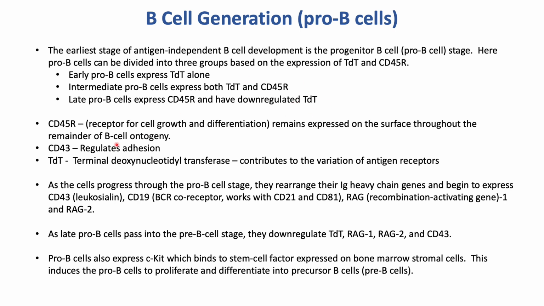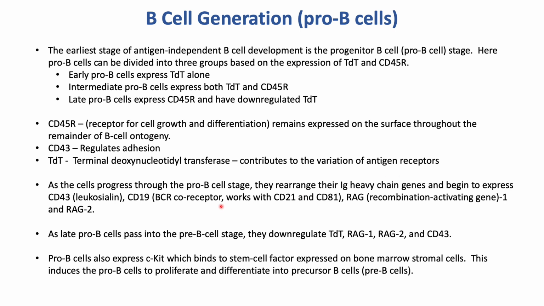Now, what are these? CD45R is a receptor for cell growth and differentiation. It remains expressed on the surface throughout the remainder of B cell ontogeny. There's another receptor, CD43, which regulates adhesion. And TdT is terminal deoxynucleotidyl transferase. It's an enzyme that contributes to the variation of antigen receptors by the random addition of nucleotides to the single-stranded DNA at the junction of recombination of the immunoglobulin heavy chain genes during B and T cell development.